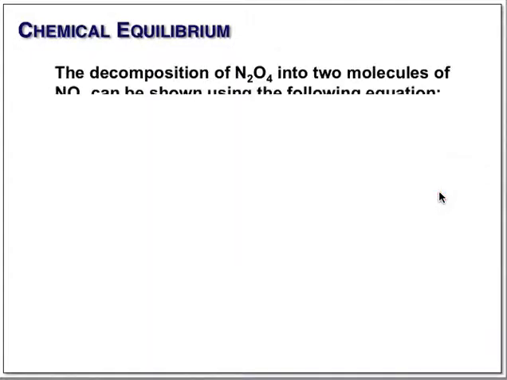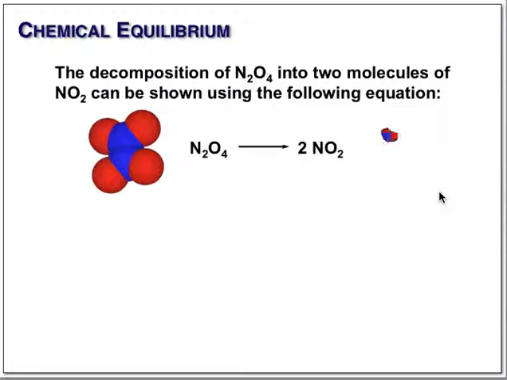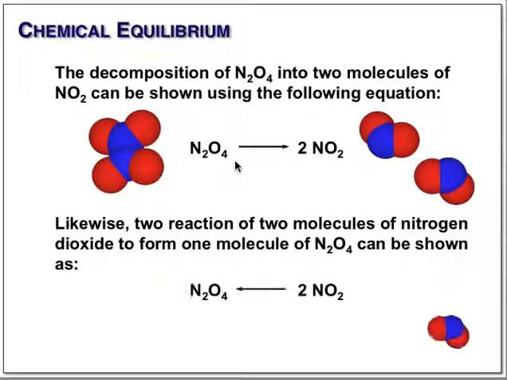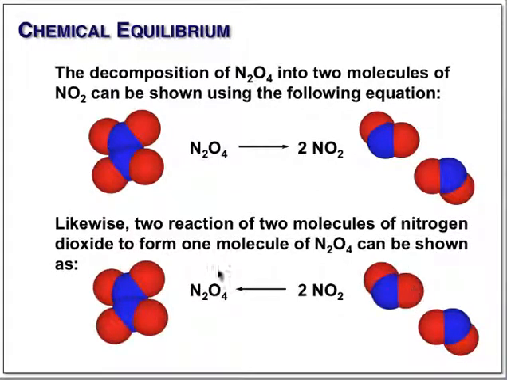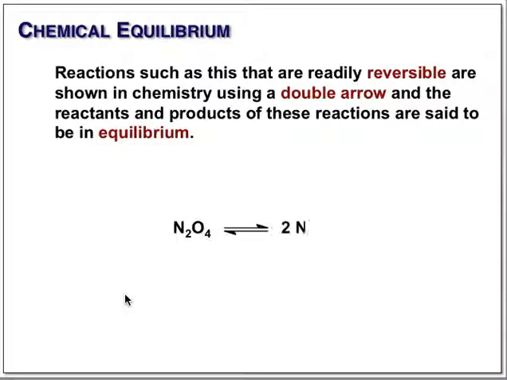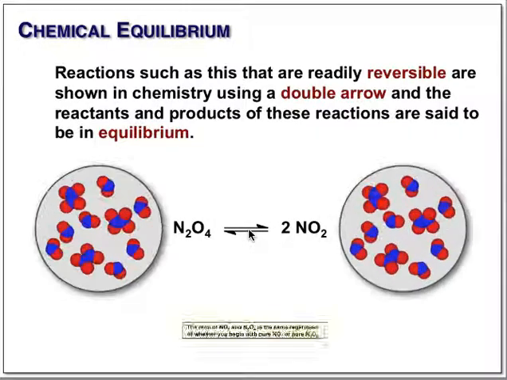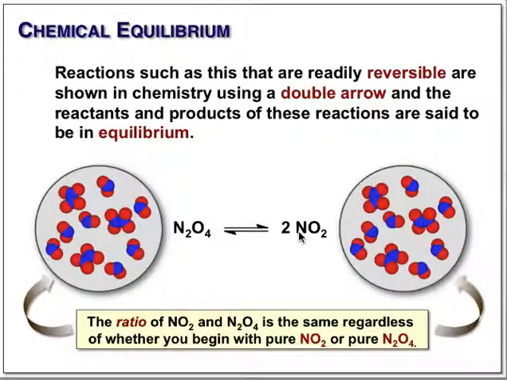So what we have here are two reactions going in two different directions. We have the decomposition of N2O4, and we have a synthesis reaction where we're taking NO2 and we're making N2O4. This is a system at equilibrium. We show this with our double arrow, and the important thing to note here is that regardless which direction we started the reaction, we wound up with exactly the same mixture.